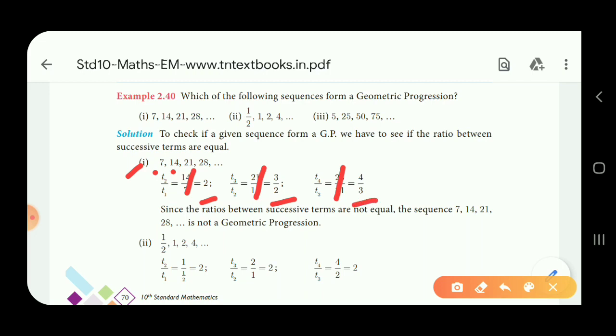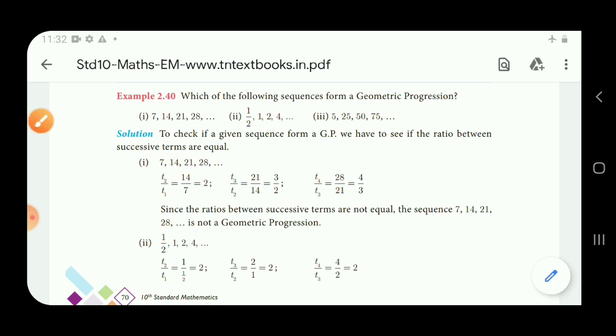So you can see that the ratios between successive terms are not equal, because each value is different. The sequence 7, 14, 21, 28 is not a geometric progression, because each ratio is different, so it is not a geometric sequence.